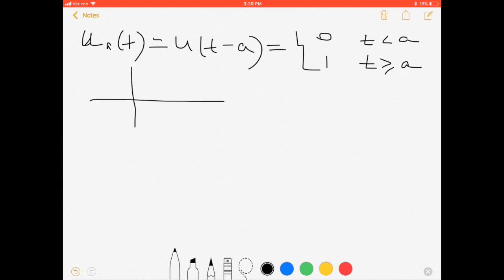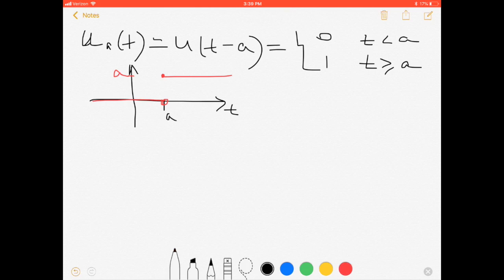If you are looking for the graph, this is our t rectangular coordinate system. This is point a. And for the graph I use a different color, for example red. We have the function equal to 0, and for t equal a, here we have an open point. And this will be a.